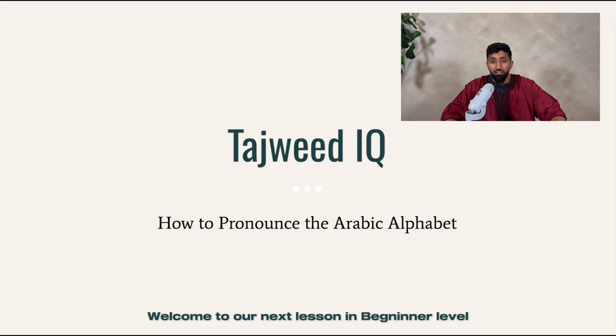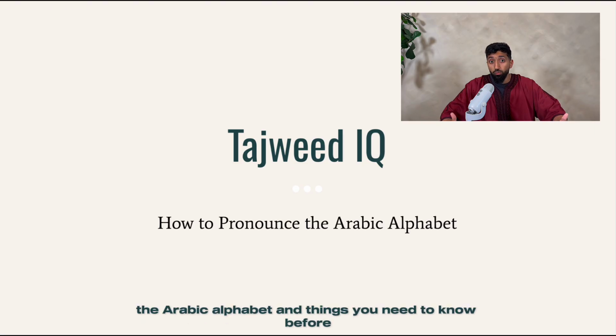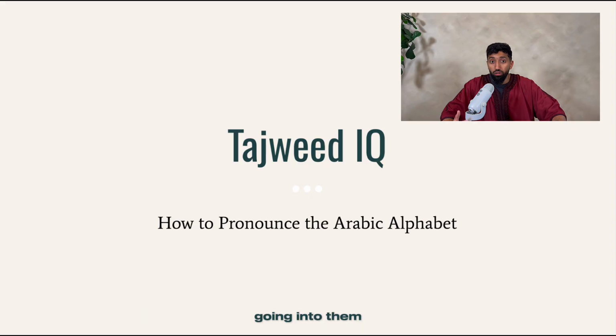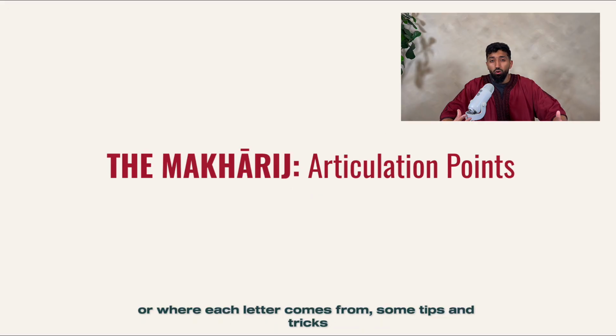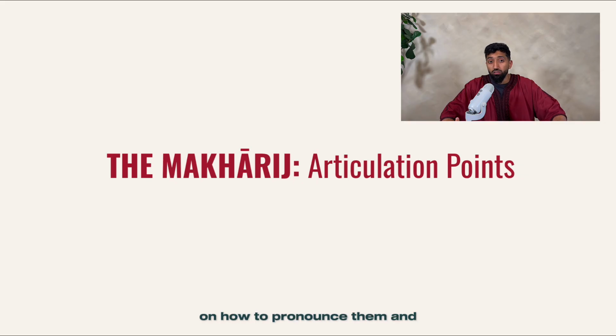Welcome to our next lesson in the beginner level for Tajweed, where we build the foundations of how to read the Quran. The past few lessons we've been going over principles and general concepts on the Arabic alphabet and things you need to know before going into them. And today we're going to actually dive into the Makhaarij, or where each letter comes from, some tips and tricks on how to pronounce them, and mistakes to look out for that people commonly make.